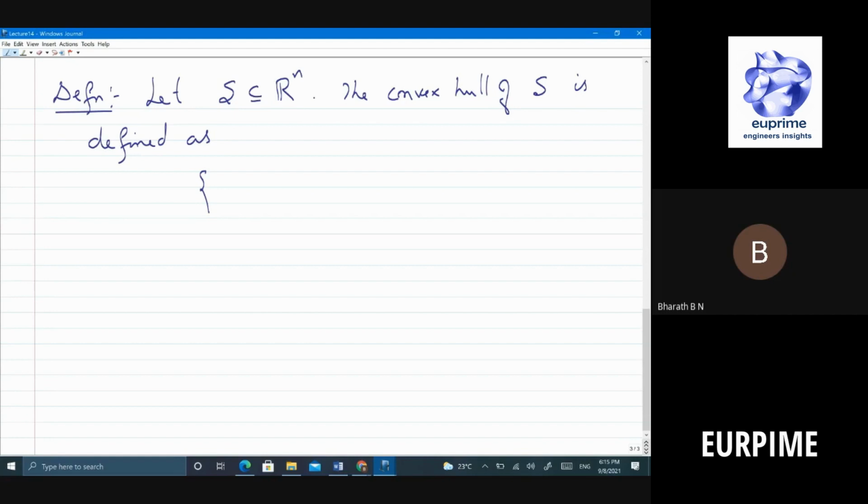So how do you do that? One way is you pick any number of points, do the convex hull. Are there any other ways of doing it? Huh?